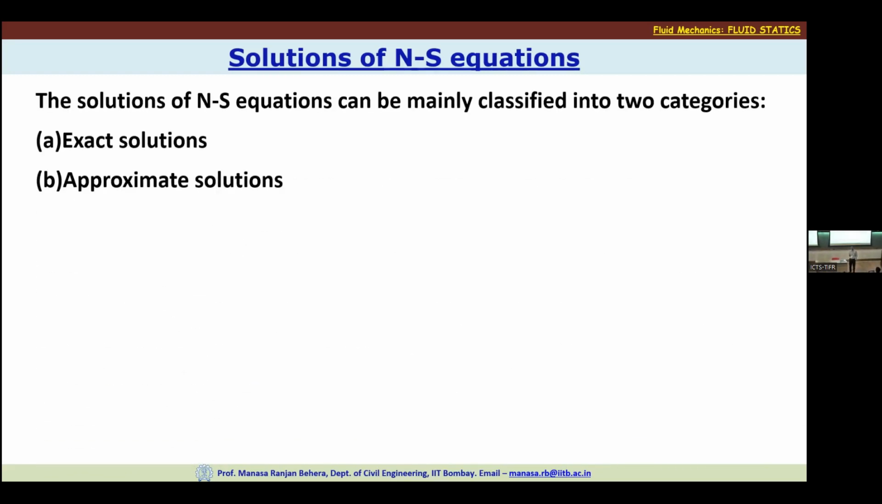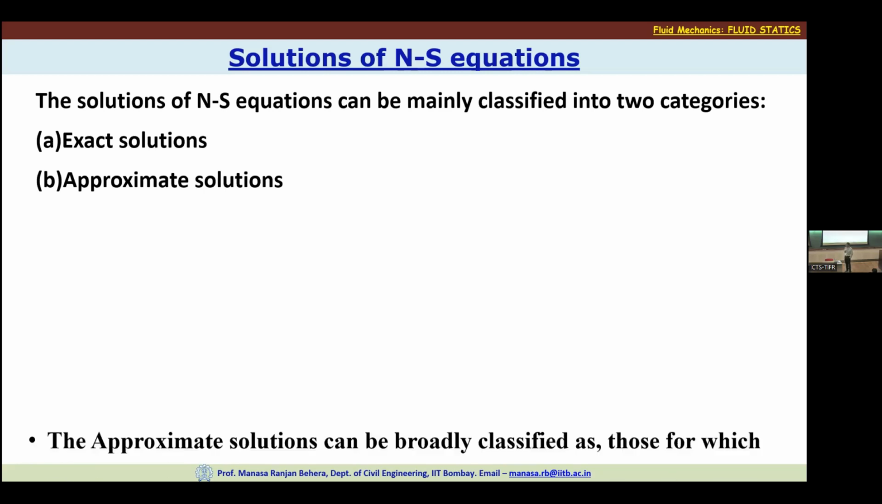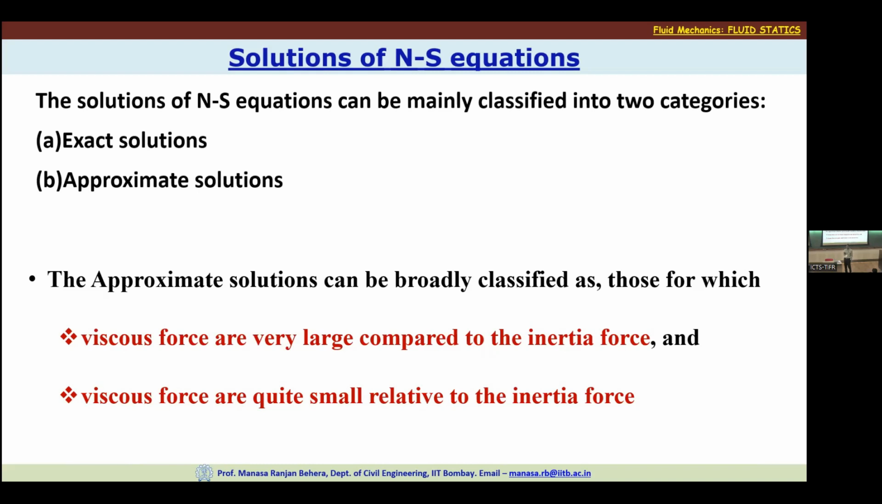Most of the time we go for two types of solutions for these mathematical equations: exact solutions or approximate solutions. Exact solutions, there are only a few, applicable only for some standardized problem statements. But in most cases we go for approximate solutions. And in approximate solutions, we have again two classifications. In one set, we know that viscous forces are very large compared to inertia force. There are solutions like the Stokes law that you derive, which is based on viscous force being very large compared to inertia force. And the second set is where viscous forces are quite small relative to inertia force.